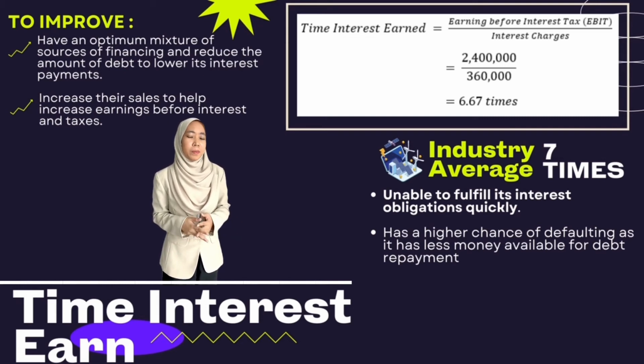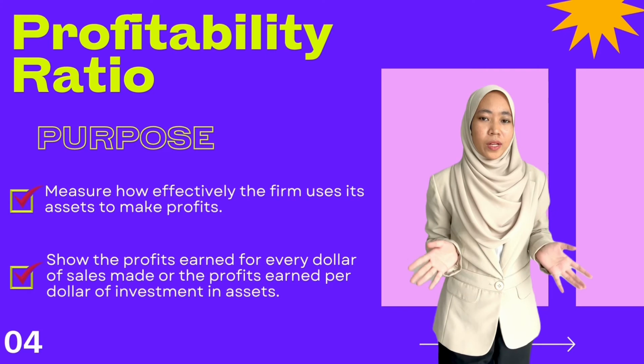To improve, Hikmat Bakti Berhad should have an optimum mixture of sources of financing and reduce the amount of debt, lower its interest payment. If possible, Hikmat Bakti Berhad should increase their sales to have increased earnings before interest and taxes. The next one is profitability ratio.